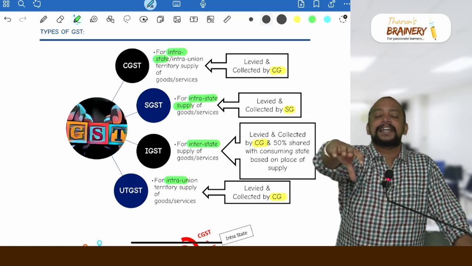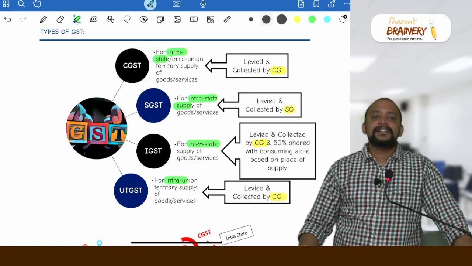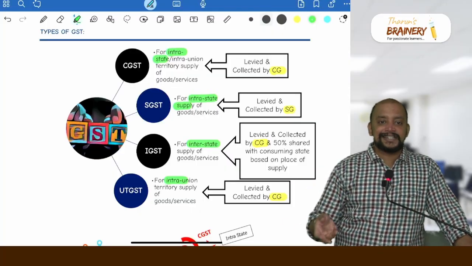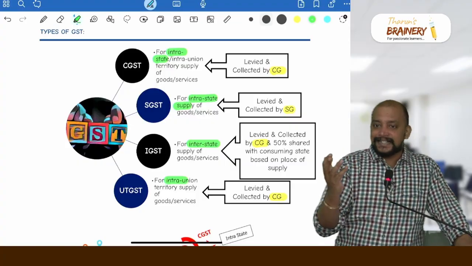So what is the taxable event in case of GST? Supply. Supply is the taxable event. So whenever supply takes place, we need to pay GST. This supply is divided into 2: intrastate supply and interstate supply.